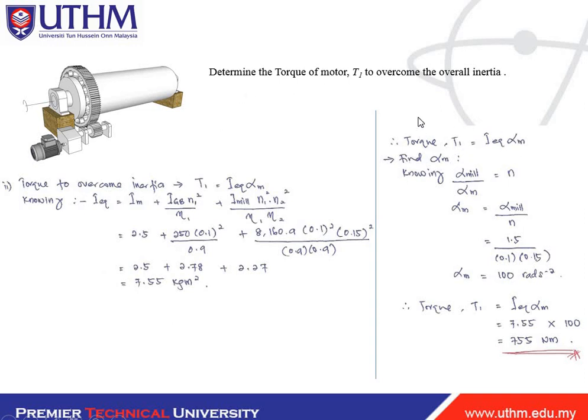Since the question is asking about torque at the motor, you need to multiply the I equivalent times the angular acceleration of the motor. You know that the mill body is given as 1.5 meter per second squared for the angular acceleration. By using this ratio formula, you just jot down this angular acceleration of the mill. This is the total ratio of the system, gearbox and gearing. So you got the angular acceleration of the motor as 100. Then use back the equation T equal to I equivalent alpha M, then you got the answer 7.55.